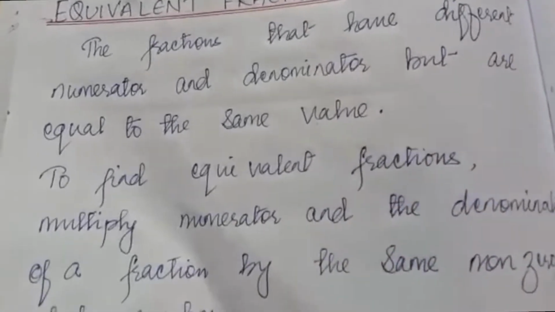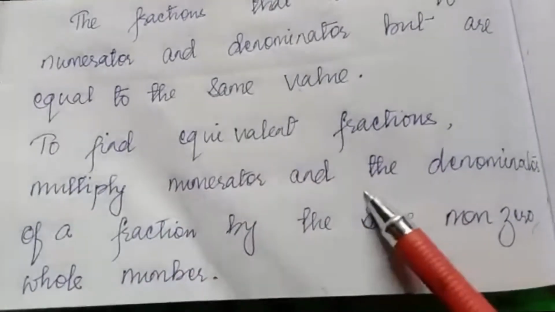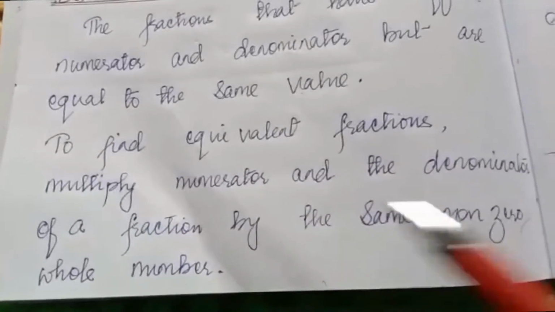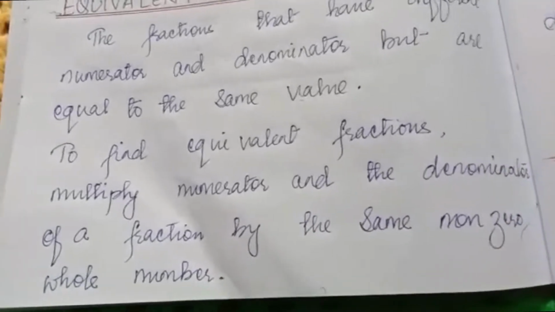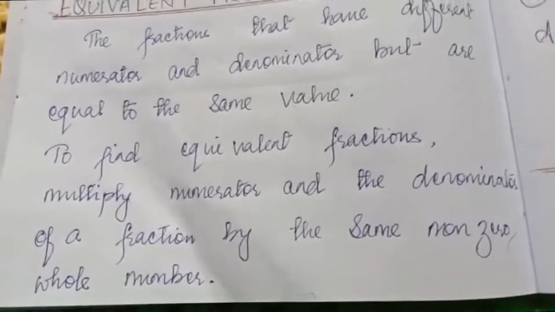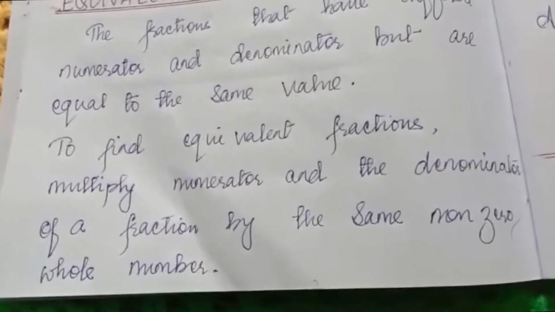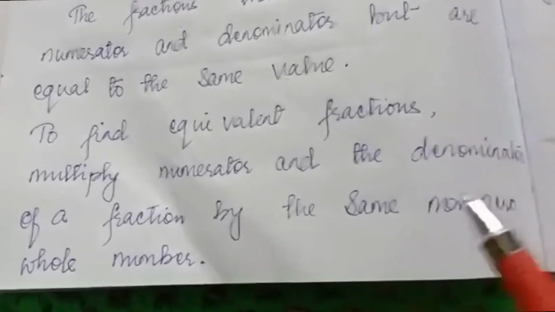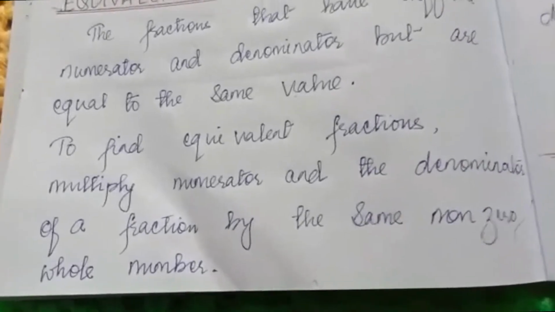So to find the equivalent fraction, we have a process. Multiply numerator and the denominator of a fraction by the same non-zero whole number. So to find the equivalent fractions, you have to multiply the given fraction by a non-zero whole number. We cannot take 0. 0 is also a whole number. That's why here it is written non-zero. We cannot take 0. We can start from 2.